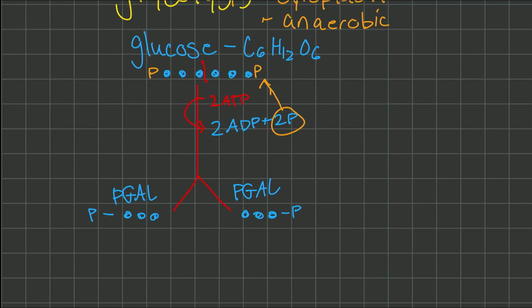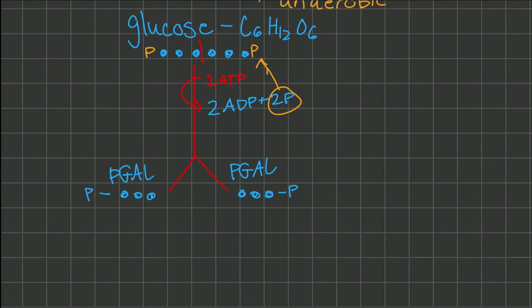And here's the key thing, from this point on, everything is going to happen twice, once for each PGAL. So past this first stage of investing the 2 ATP, you're going to have this process of glycolysis be replicated on both sides.